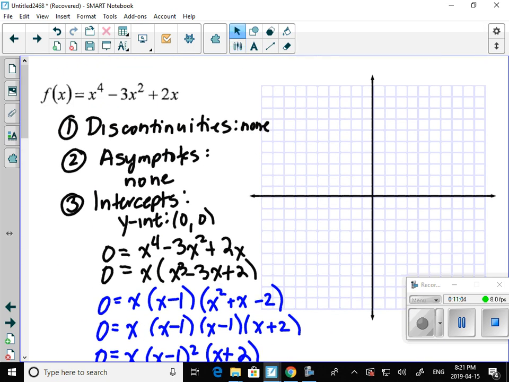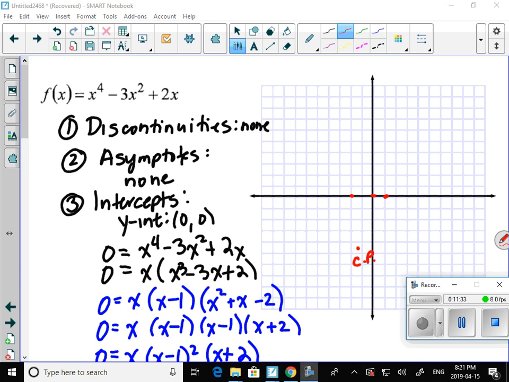Okay. So some points that I have, my intercepts are 0, 0. 1, 0 is a double real root. So I'm going to make a note of him. And negative 2. I have a critical point at negative 1.4, negative 4.8. And another critical point at 0.4, 0.3. And at 1, 0, and I already have that as an intercept.